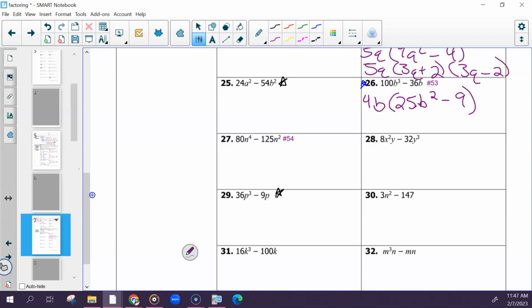Can we use GCF or DOS? I was going to say DOS. Can we use difference of squares or greatest common factor for the inside? Which one? Difference of squares. So what would those two new factors be? 5b plus 3. And then minus.